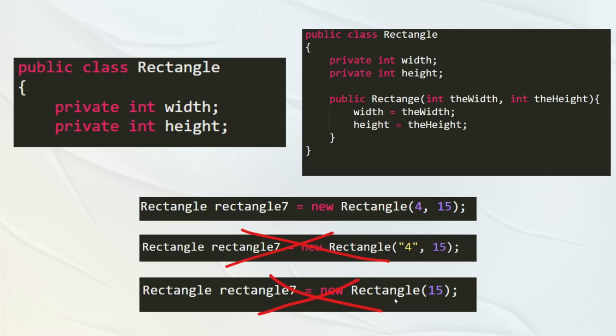Same for the number of parameters. There are 2 parameters for the constructor, but I only inputted 1 into the main method. This wouldn't work because there's nothing to go into the second parameter, and the code would throw an error.